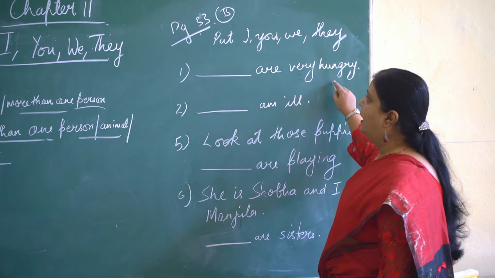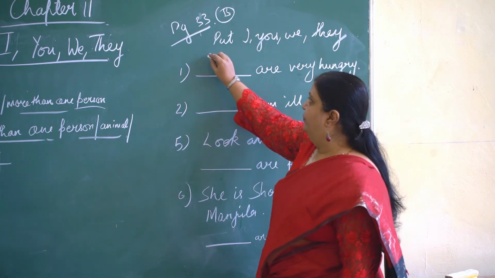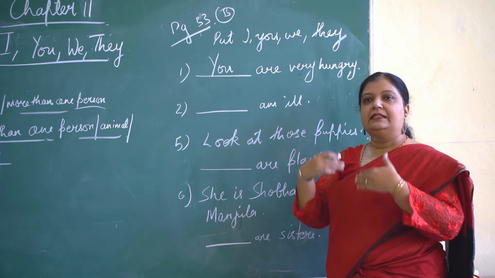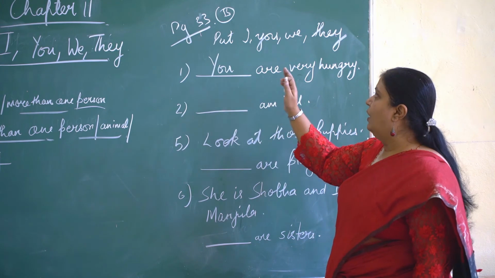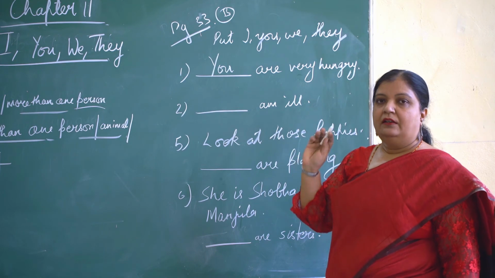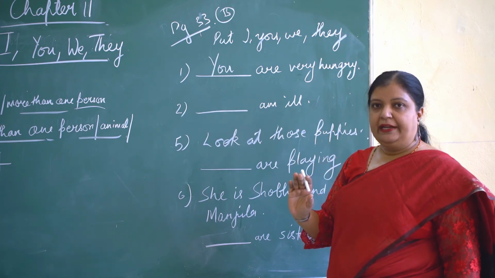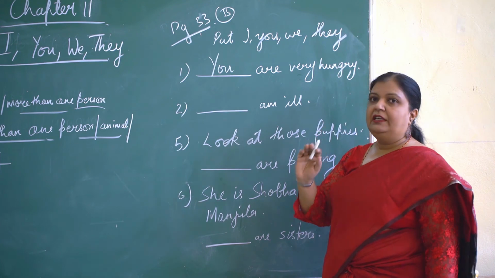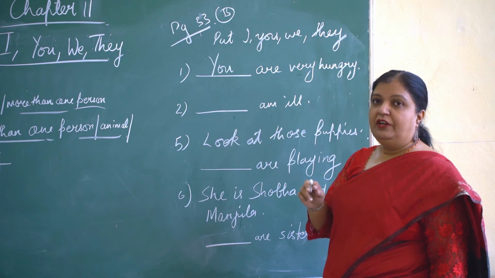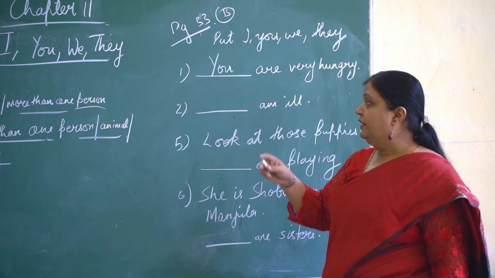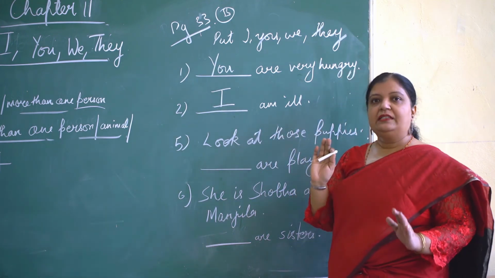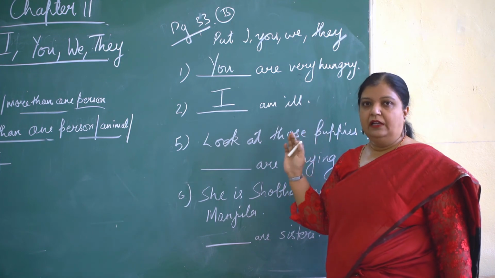Dash are very hungry. You are very hungry. The boy who is not eating, he is telling to the other boy who is eating, you are very hungry. Then, the second picture is showing a boy lying on the bed and he is not well. So, he is telling about himself, dash am ill. So, when you are talking about your own self, you have to write I am ill.